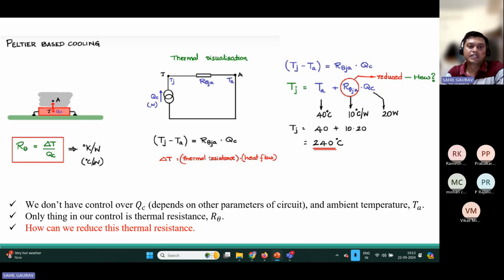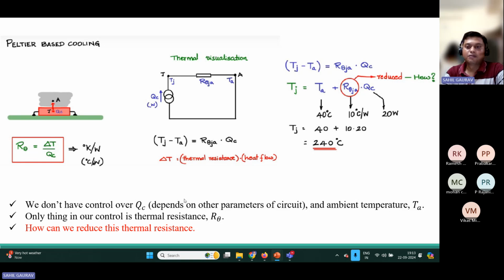So here, if you see this expression, we can see that we don't have control over Qc. That means, based on your design and your application, you have made some circuit or some device, and based upon the power extracted or the current flow, this Qc will be generated. This Qc will come in your circuit.